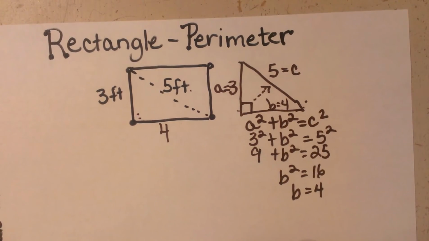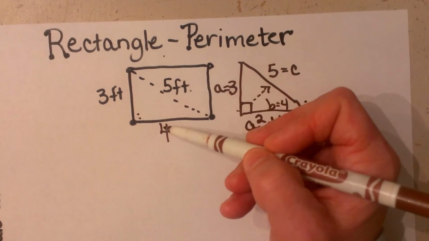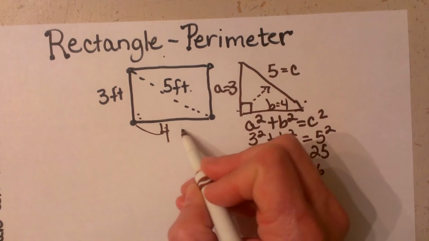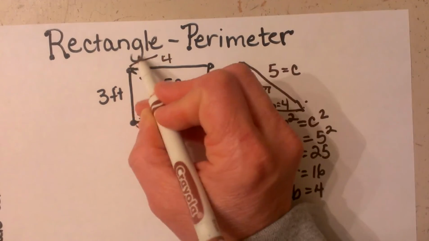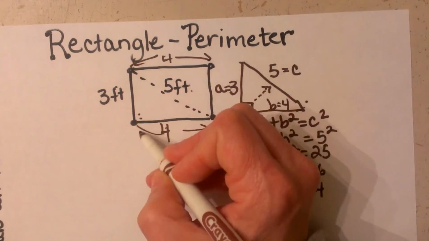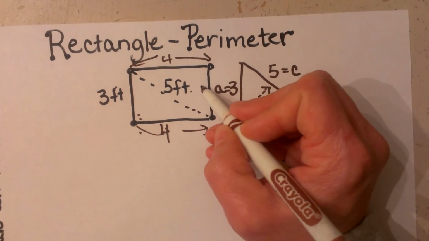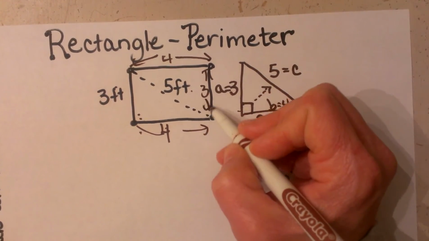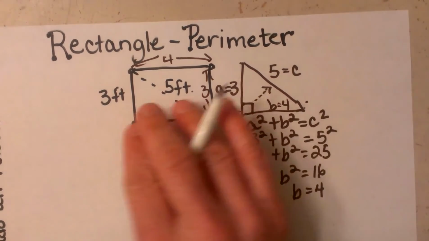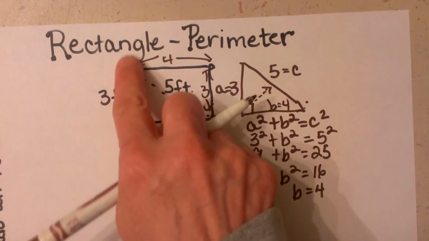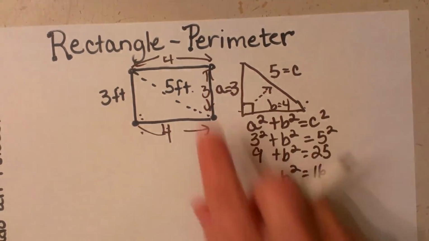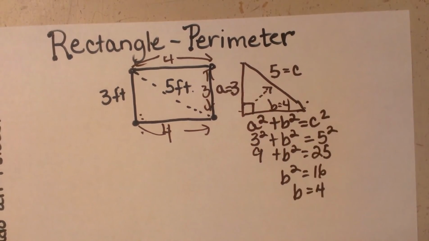Now I can find my perimeter because I know that the opposite sides are equal. So if this side is 4, the opposite side is 4. And if this side is 3, the opposite side is 3. And I no longer have to use the information on the diagonal. We don't need the diagonal just to find the perimeter. So we use that 5 just to find our missing side.